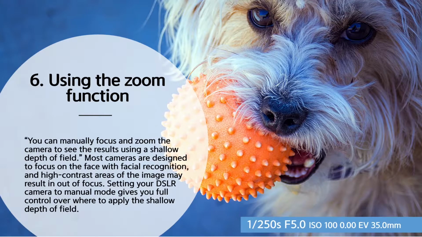Six, using the zoom function. You can manually focus and zoom the camera to see the results using a shallow depth of field. Most cameras are designed to focus on the face with facial recognition, and high contrast areas of the image may result in out of focus. Setting your DSLR camera to manual mode gives you full control over where to apply the shallow depth of field.